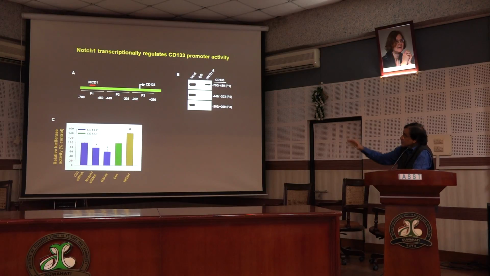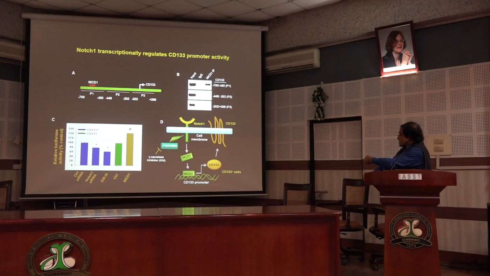Some of the data I am not showing because of timing. So then we found that Notch 1 transcriptionally regulates CD133 promoter activity. This is the left panel showing that by reporter promoter assay, by making constructs of different fragments covering the promoter of CD133, and this is the ChIP assay, where you can see that P1, P2, P3, particularly P1, is the site responsible for CD133 transcriptional activation.